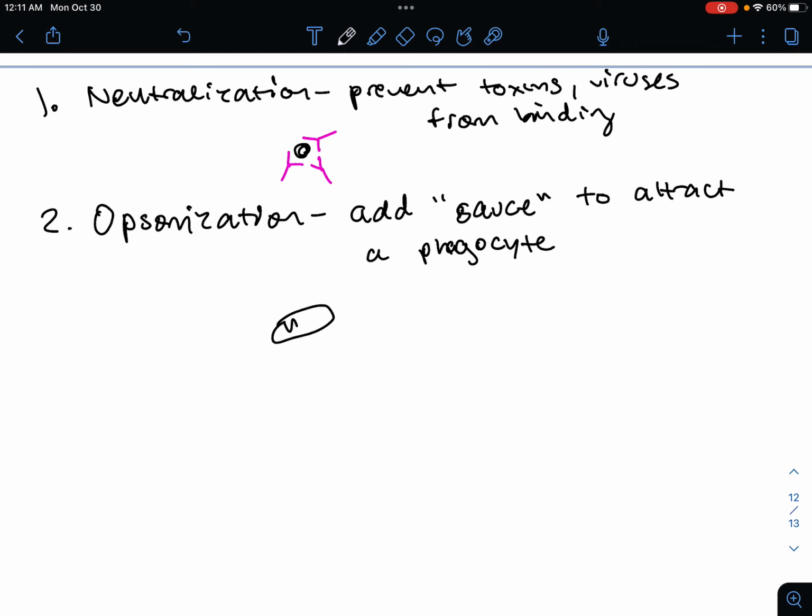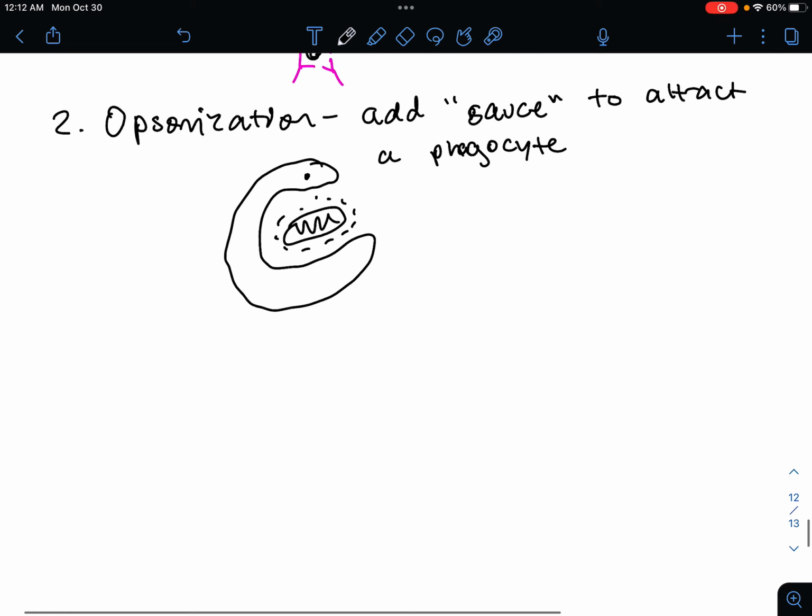So if we have the bacterium here and we put those opsonins around it, but in this case we're going to have the antibodies act as opsonins, and that's going to attract this big old phagocyte, and it's going to eat the bacteria with even more energy. We also could activate the complement system.